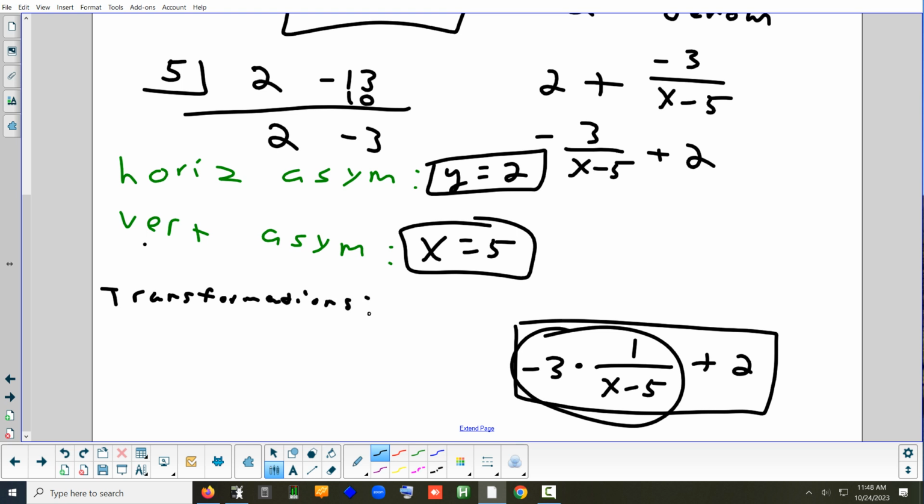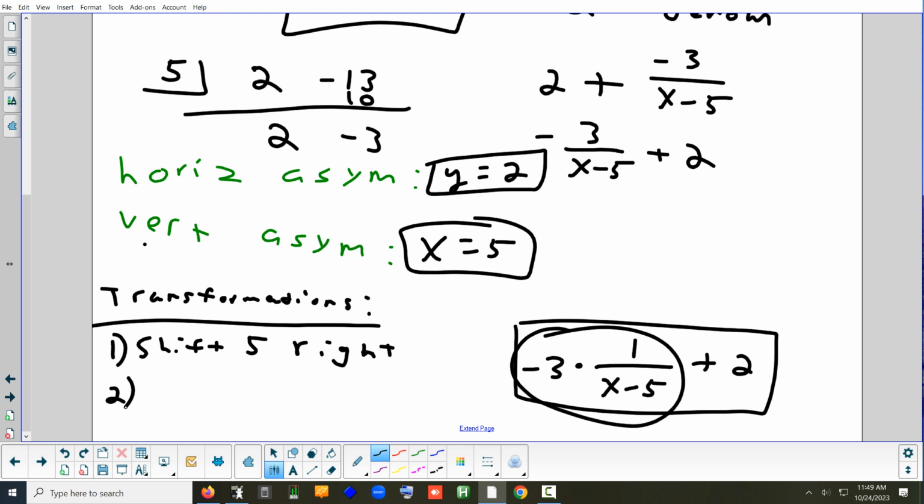How many transformations are happening in that graph? It's 5 units to the right. So we can start writing them. Shift 5 units to the right. What's the next thing that's going to happen? Shift 2 units up. That's D, the last thing. So the letters I used, A, B, C, D, that's the order you have to write them in.